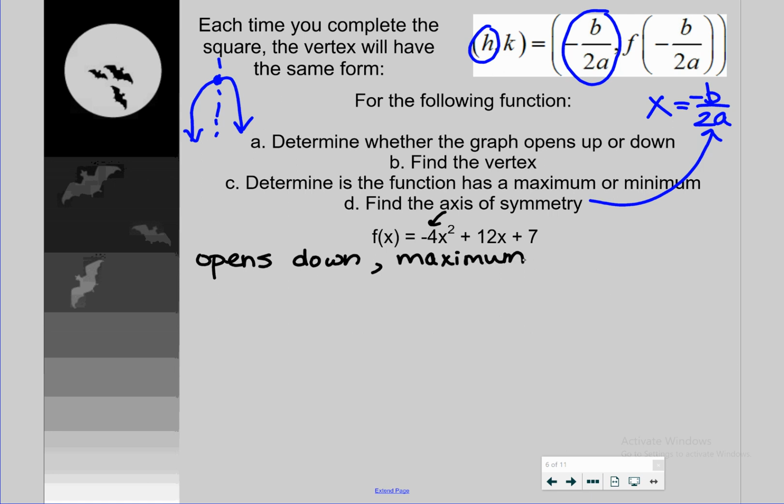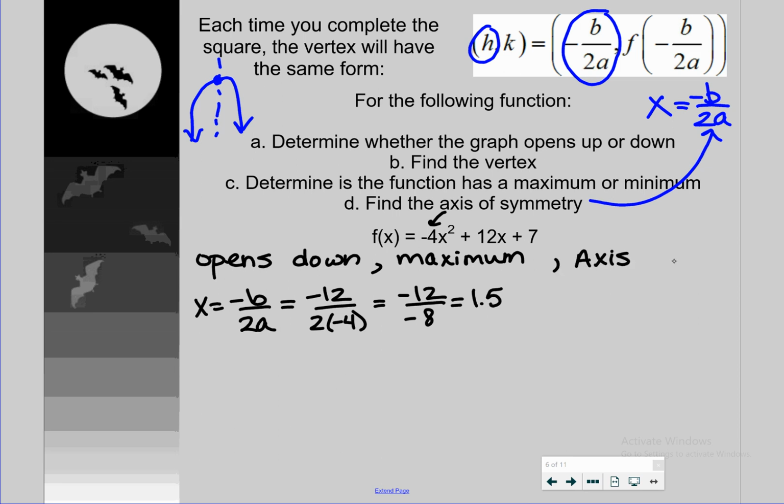Okay, next thing we're going to find is the vertex. To get the vertex, which will also give me the axis of symmetry, I'm using this formula. To get the x coordinate, -b, or opposite of b, over 2a. What is the opposite of b here? -12. 2 times a, 2 times -4. -12 over -8 is going to give me a +1.5. So if I'm asking for axis of symmetry, the axis of symmetry is x equals positive 1.5.